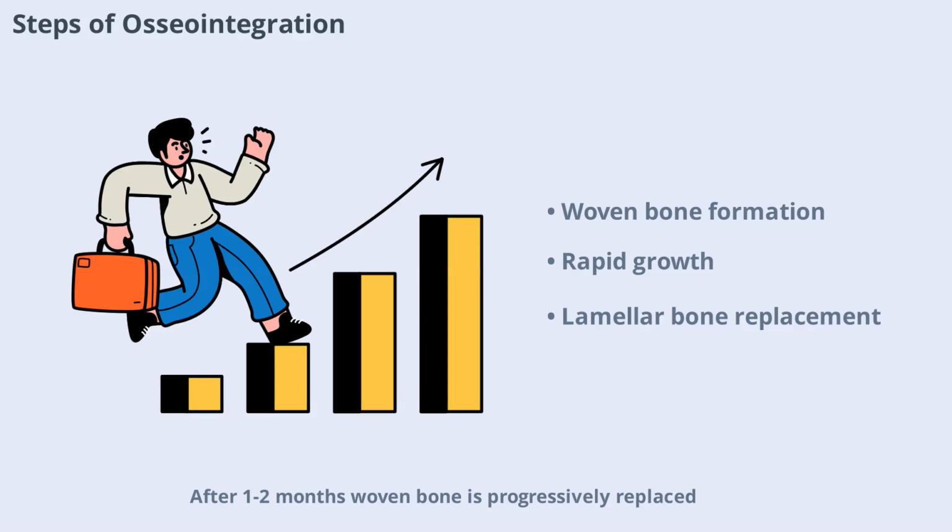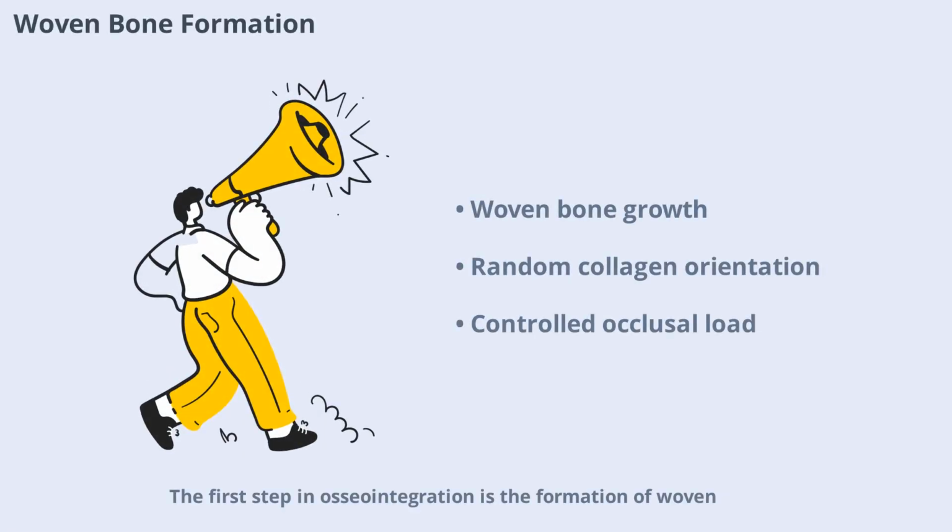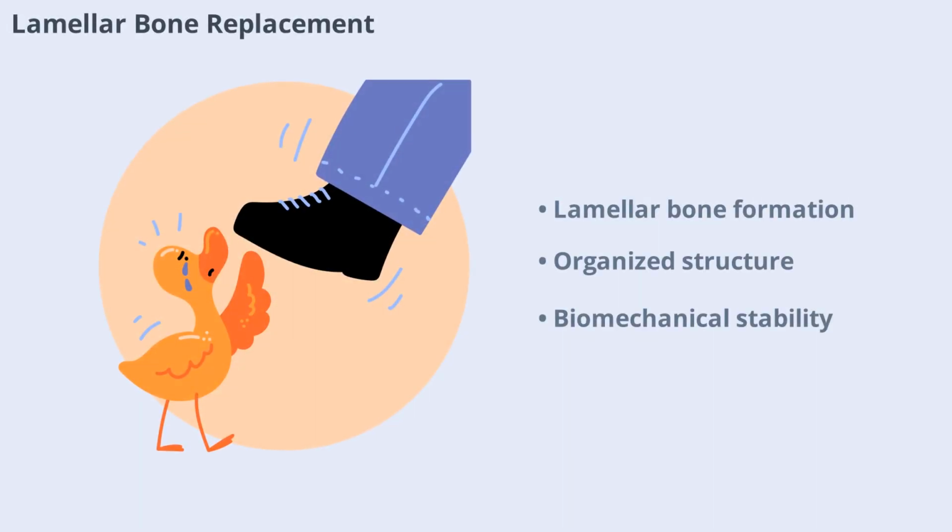After 1 to 2 months, woven bone is progressively replaced by lamellar bone under load stimulation, which becomes stable after about 1.5 years. The first step in osseointegration is the formation of woven bone in the gap between the implant and the bone. Woven bone grows quickly, up to 100 micrometers per day, and has a random orientation of collagen fibrils. This bone is highly cellular, but has low biomechanical capacity, so occlusal load needs to be controlled during this phase.